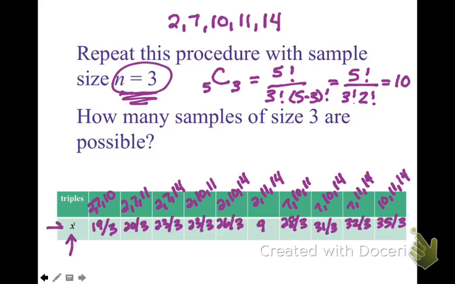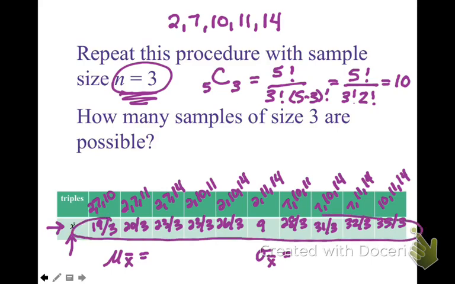Now that we have all of the statistics, or all of our sample means for each of these triples, we need to find the mean of the sample means, or the mean of the x bars, and the standard deviation of the sample means, or the standard deviation of the x bars. So we're going to put these in our calculator under lists and spreadsheets and calculate the mean and the standard deviation for all of these values. Remember, again, this is a population of all the samples of size 3, so we're calculating a population standard deviation, not a sample standard deviation. Pause the video, go find these numbers, and then come back to us when you've got the answers.